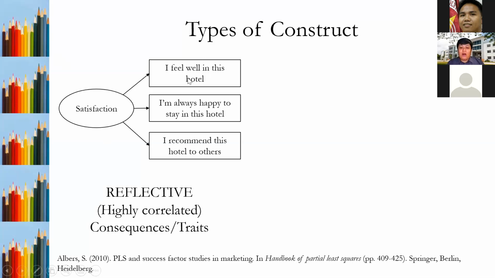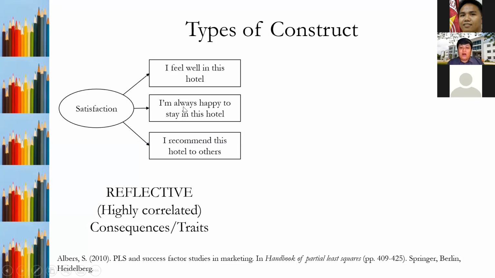Let's assume we will be using these items as a measure of satisfaction, and we will let our respondents answer in a 5-point Likert scale, where 5 means strongly agree and 1 means strongly disagree. Let's say respondent 1 answered, I feel well in this hotel, with strongly agree, so his answer is 5. What do you think will be the answer of respondent 1 in item 2, I am always happy to stay in this hotel? Most probably the answer is also 5.